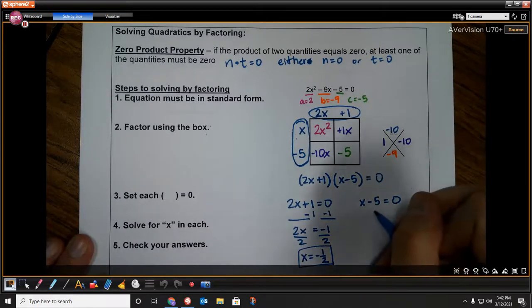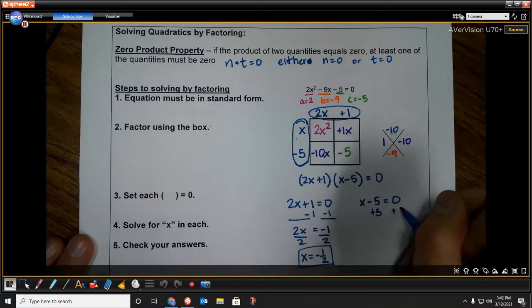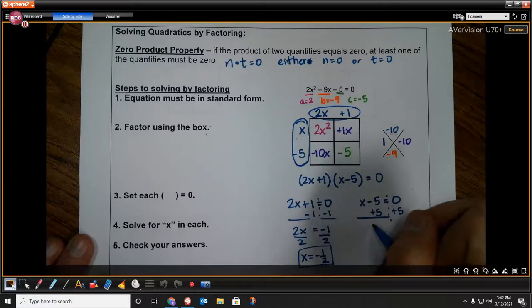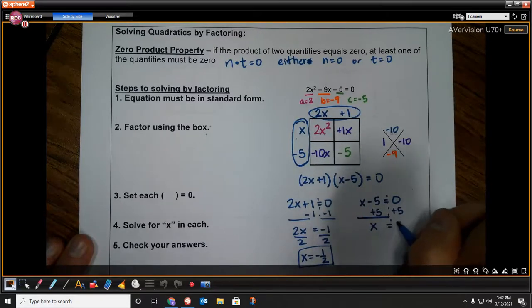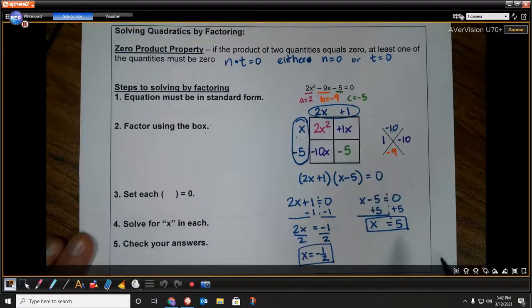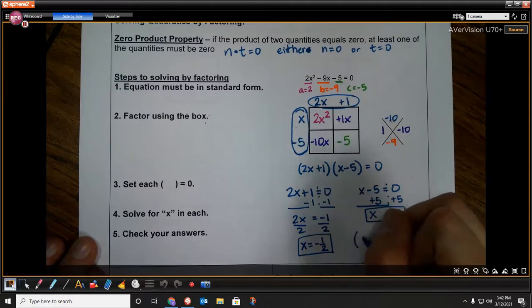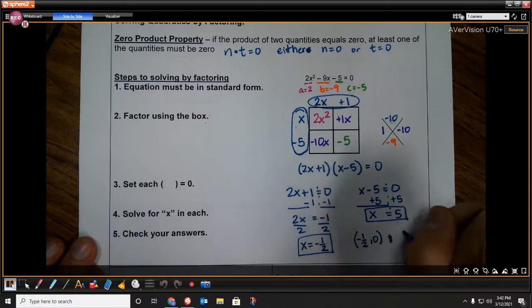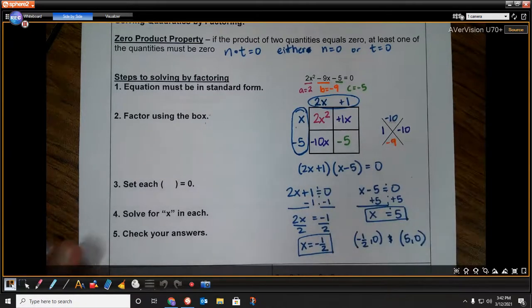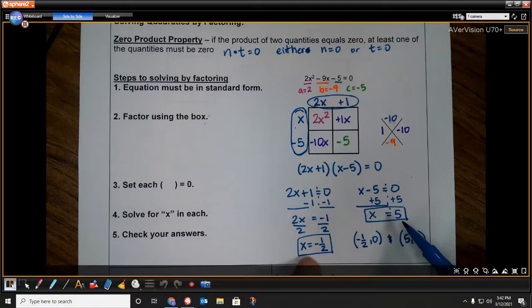And then also, well, this one's nice. All you have to do is add 5 to both sides. Remember, I guess I can draw my little lines there. And we just have x is equal to 5. Well, that's nice. So our two answers are x is negative 1/2 and x is equal to 5. And we can also write that, remember, as negative 1/2, 0, and 5, 0. So we can write it as x equals the value, or we can write it as our y-intercepts.